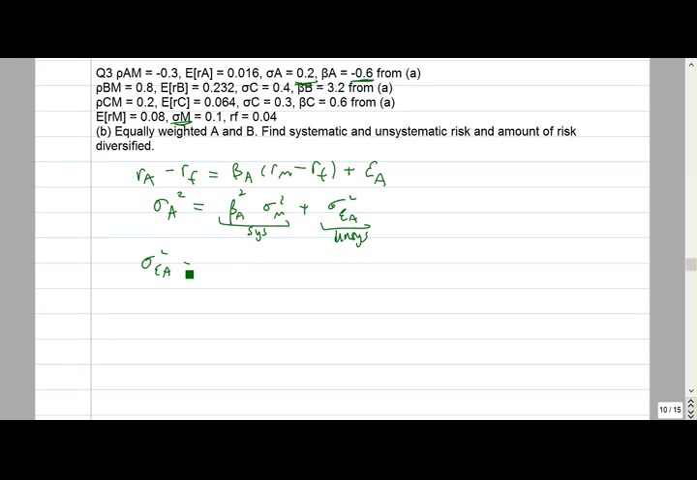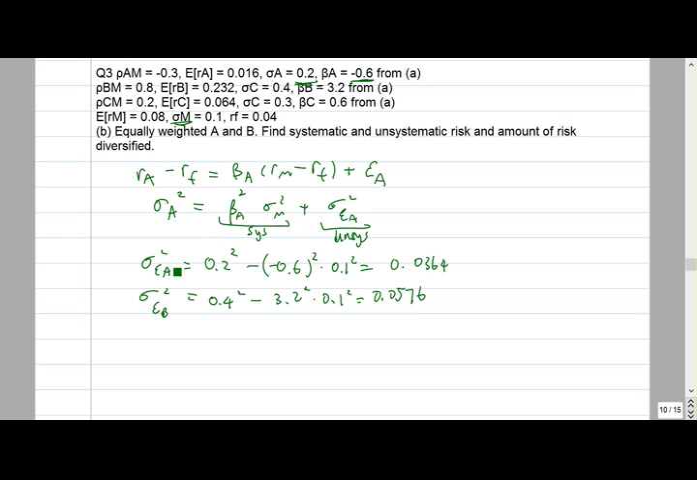So sigma epsilon A squared is just 0.2 squared minus 0.6 squared times 0.1 squared. Oh, that's actually not right. 0.2 squared minus 0.6 squared times 0.1 squared. So that's something, let me check. It is 0.0364, and the other one similarly is just 0.4 squared minus 3.2 squared times 0.1 squared, so 0.576.